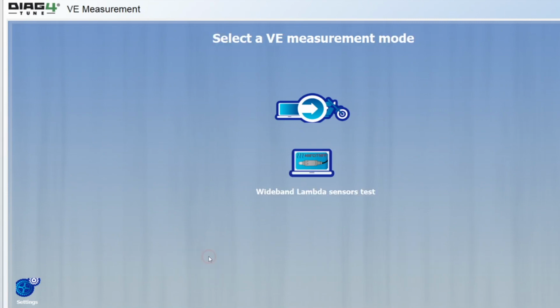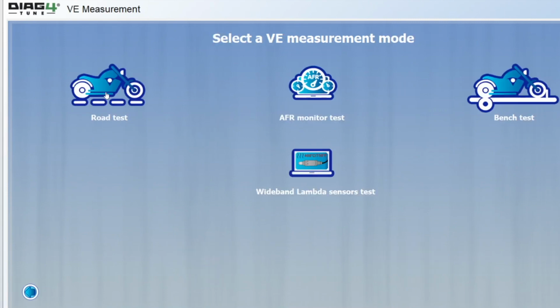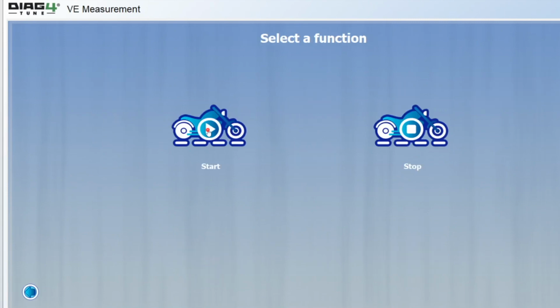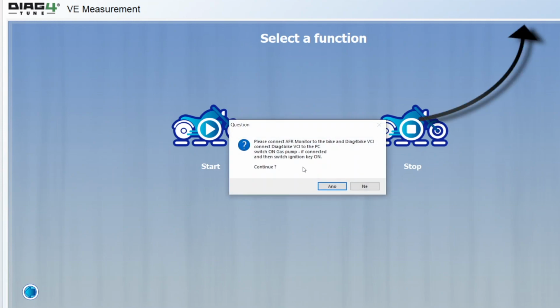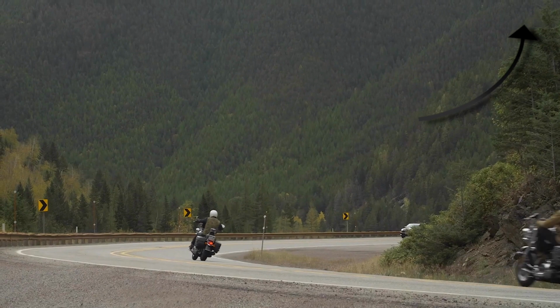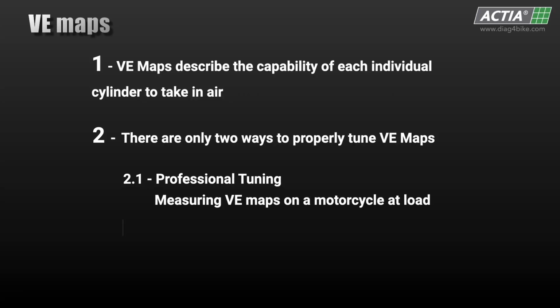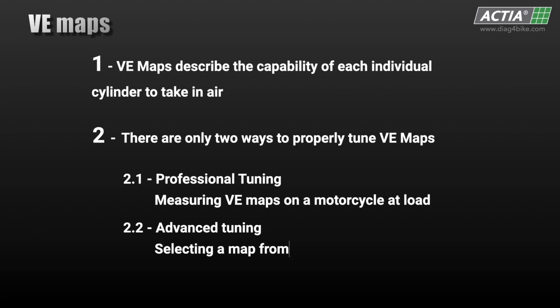An alternative to measuring VE at load is to road test, where the motorcycle is instead tested and measured when driving. The basic procedure can be seen here. The second method is setting up VE maps by selecting a correct VE map for the given type of motorcycle and its specific intake and exhaust configuration from Diag4Tune's map database. In Diag4Tune, this process is advanced tuning. A detailed description of the process is provided in the next chapter of the training.